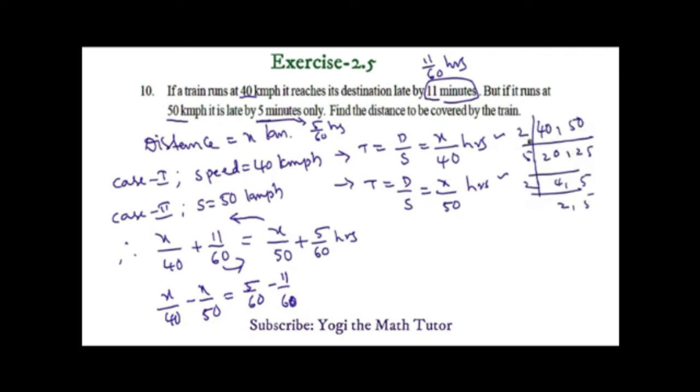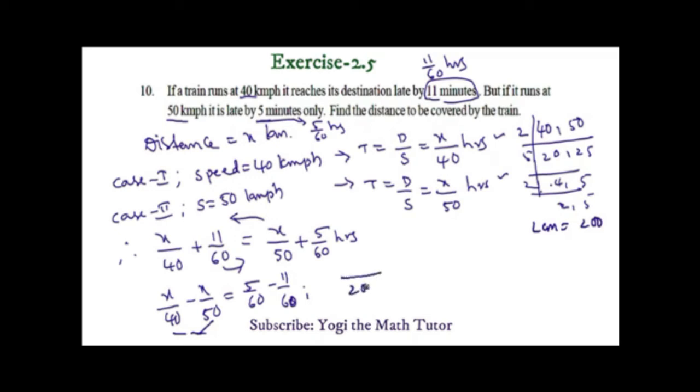For the LCM of 40 and 50: 2 times 20 is 40, and 2 times 25 is 50. Then I take 5 times 4 and 5 times 5, that is 25, then 2 times 2 and 2 times 5. Then the LCM we get is 2 times 5 is 10, 20, 40, and 40 into 5 is 200. So the LCM of 40 and 50 is 200.